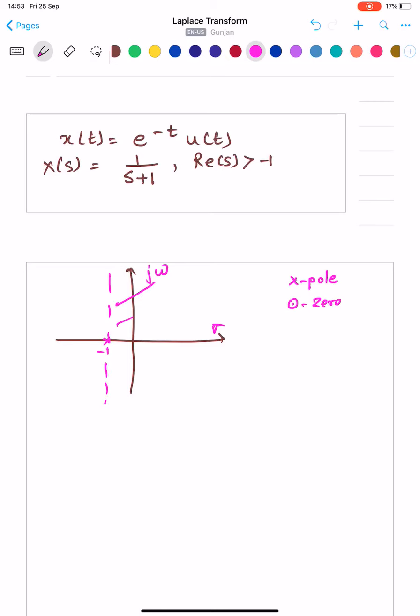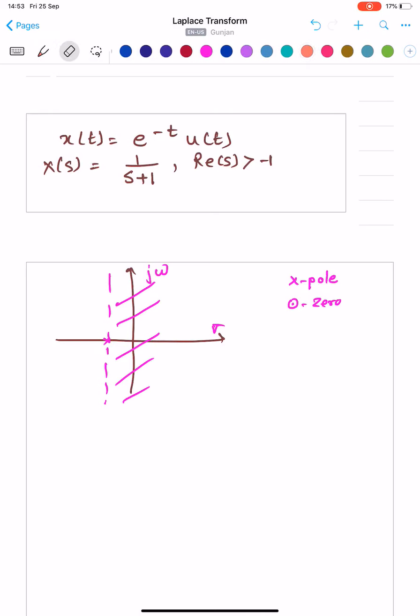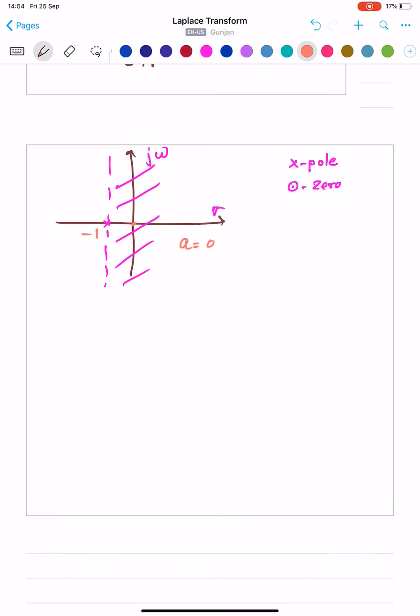So this property states that if the line real s equals A is in the ROC, then all the points which are after A will also be in the ROC. For the sake of assumption, we assume that our A is equal to 0. So if A is in the ROC, then all the points coming after A will also be in the ROC if x(t) is a right-handed system.